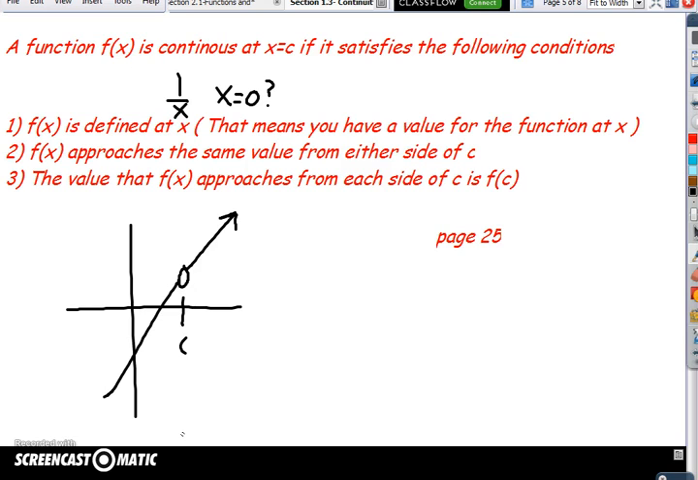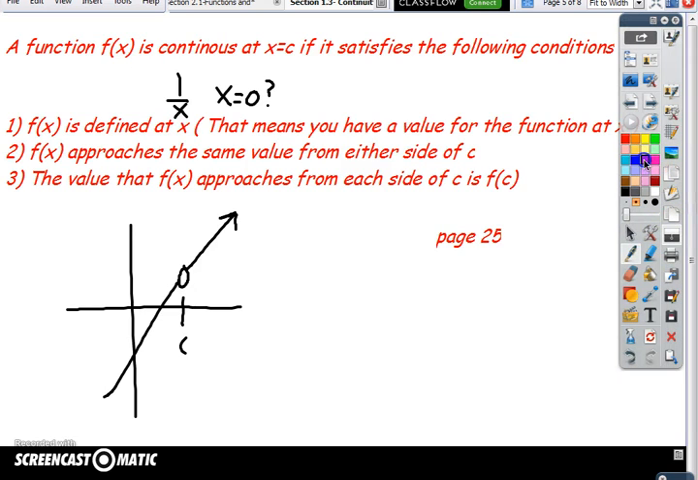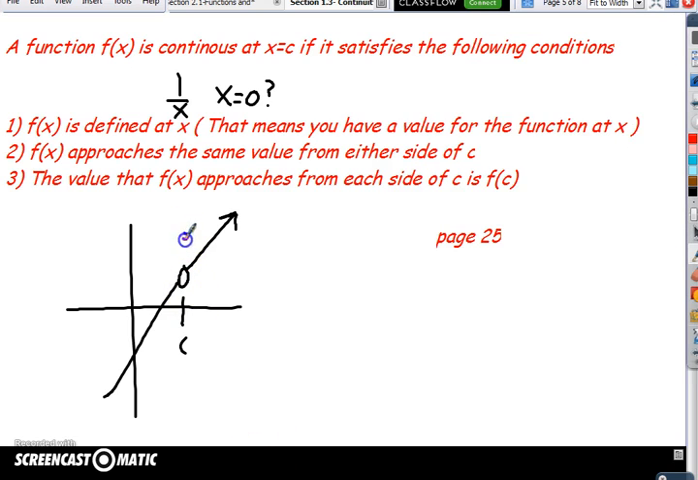But what I do have is a point. It's a piecewise function, and there's my point right there. Piecewise, it still passes the vertical line test, but there's my value up here. So, look, is f of x defined at x equals c? Sure it is. It's that purple point right there.